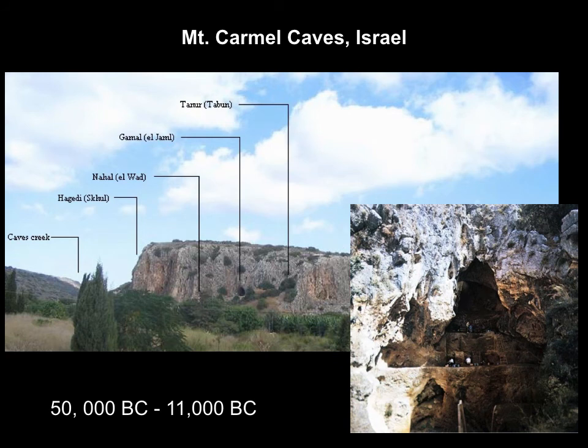Here we have another set of caves that produce quite a lot of evidence of Stone Age occupation between 50,000 and 11,000 BC. These are the Mount Carmel caves in Israel. This is a coastal mountain range in northern Israel, stretching from the Mediterranean Sea towards the southeast. Here, archaeologists have actually discovered ancient wine and oil presses throughout the various caves of Mount Carmel.